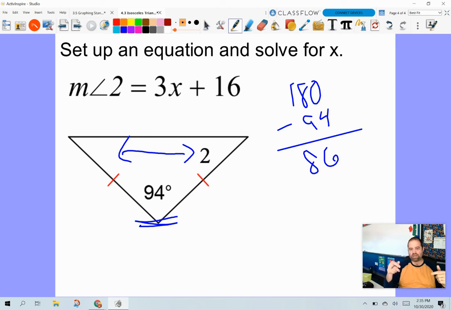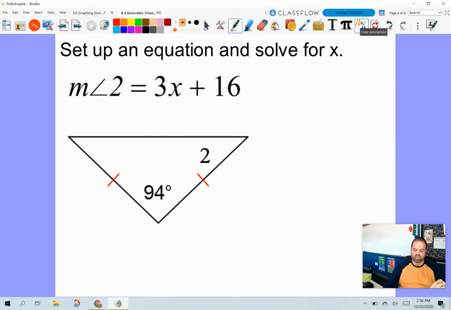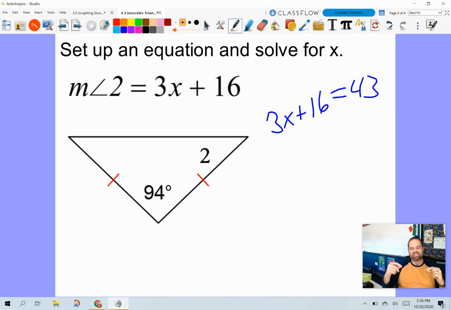Now, that 86 degrees is reserved for the two base angles that are the same. So I know that those two base angles are 86 degrees total, which means that each one of them is 43. So if each one of those angles is 43 degrees, I can set that angle 2 up to equal just 43 degrees. So my equation is going to be really simple once I get it set up. 3x plus 16 equals 43 degrees. So it's very similar to the types of problems I was having you work on last week, but once you get it set up, or once you get it in your head what that angle measure is, you're setting that equal to an expression and solving that.